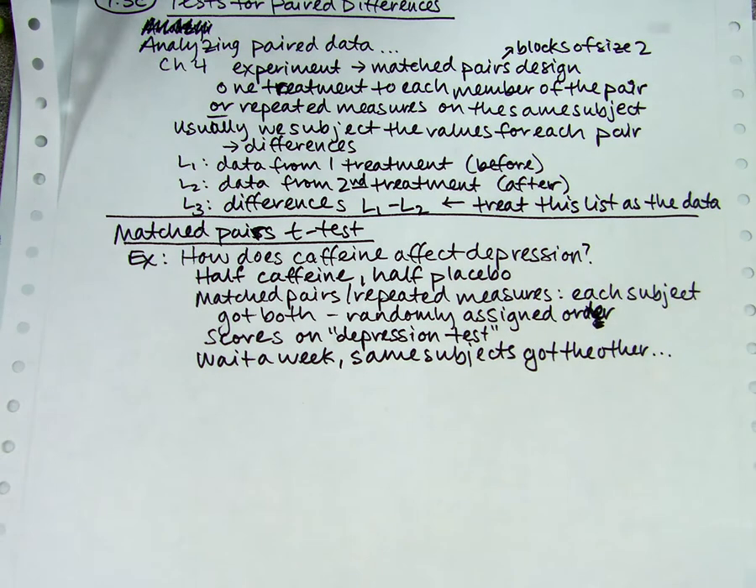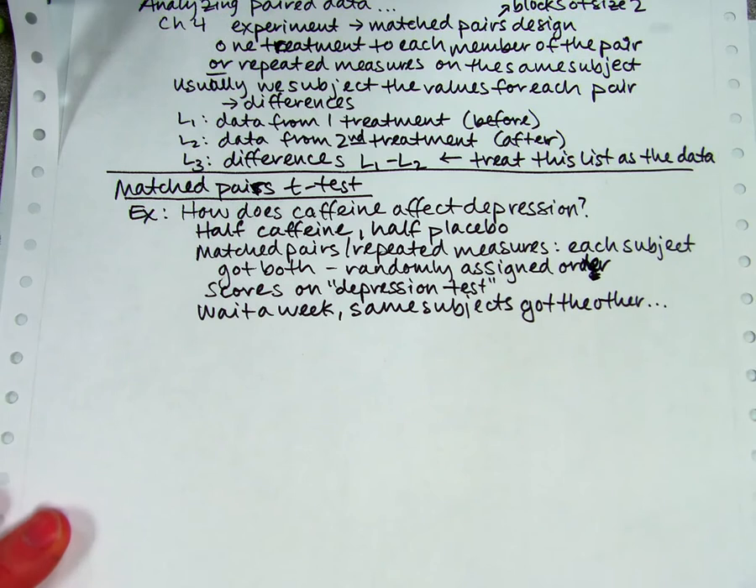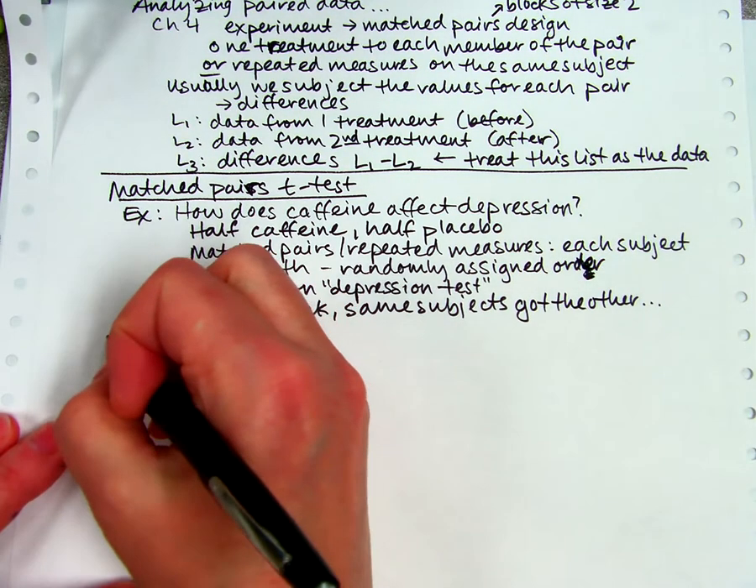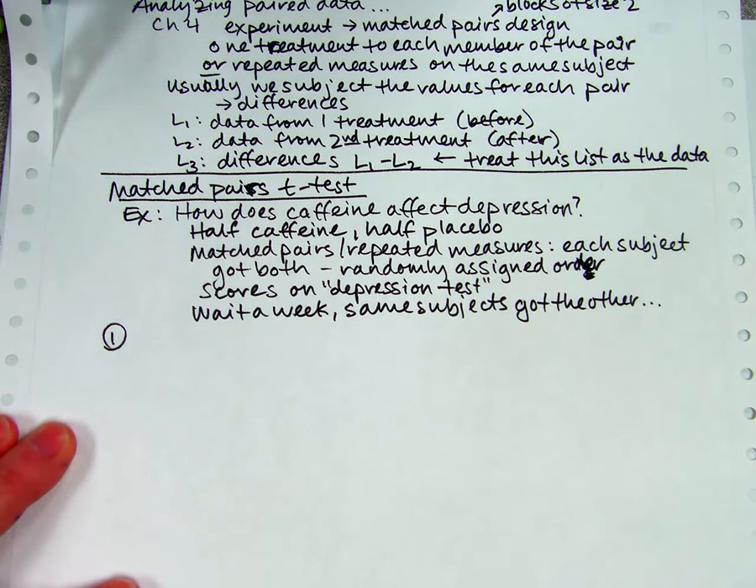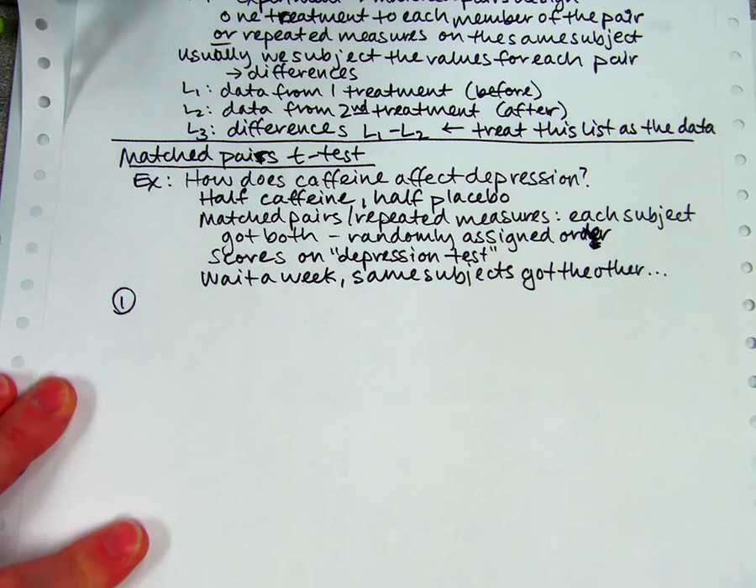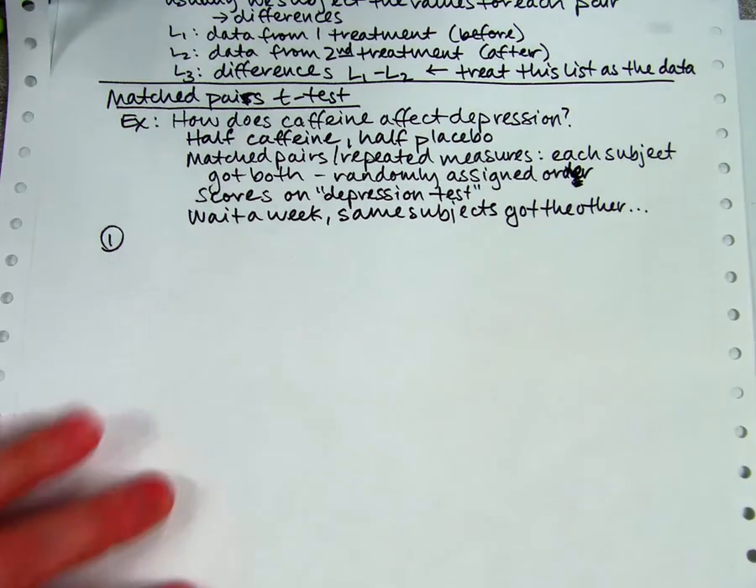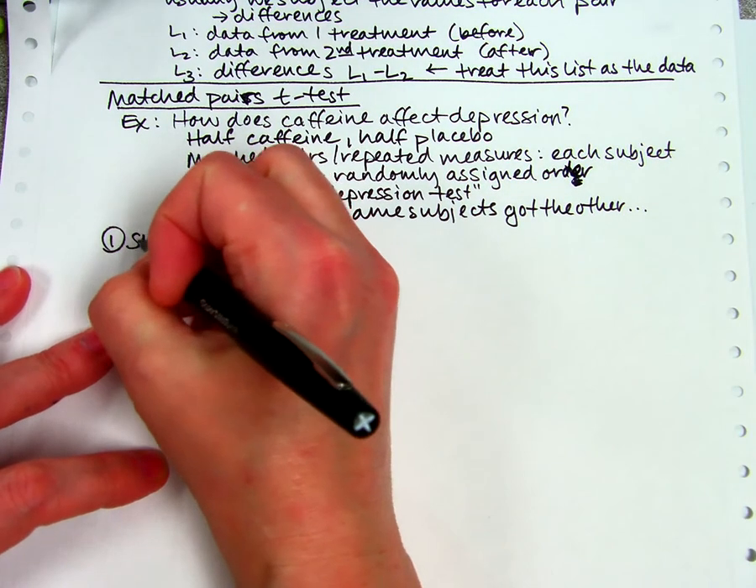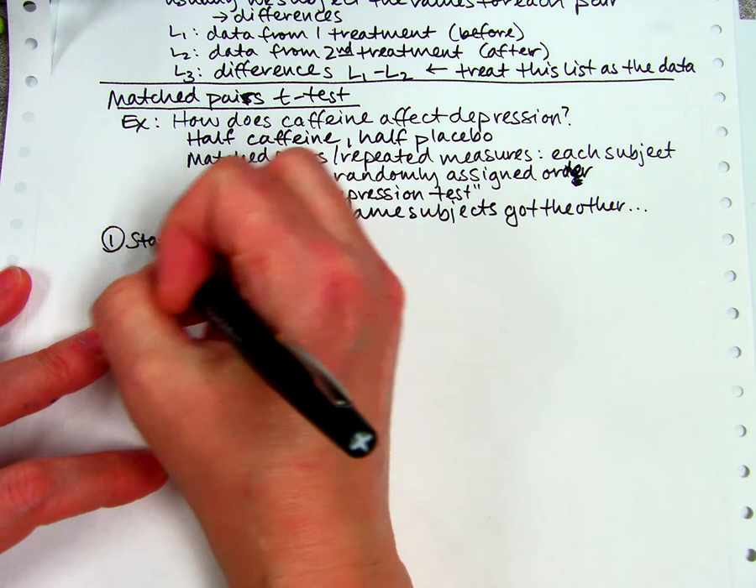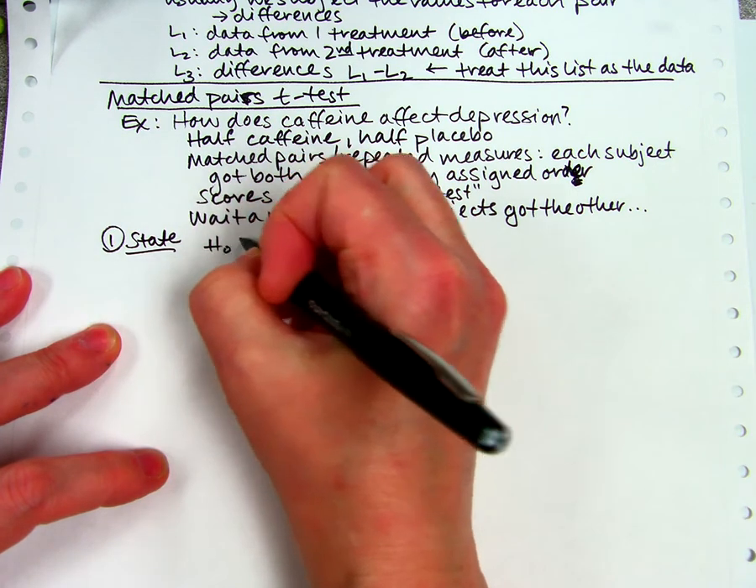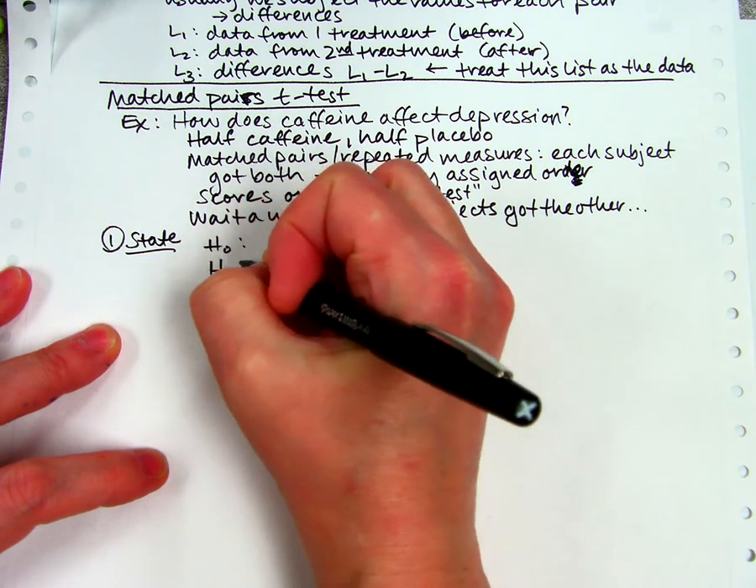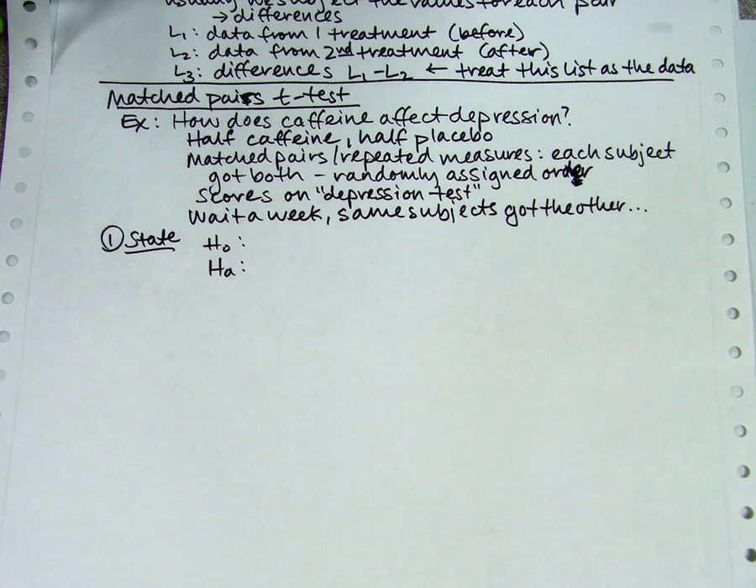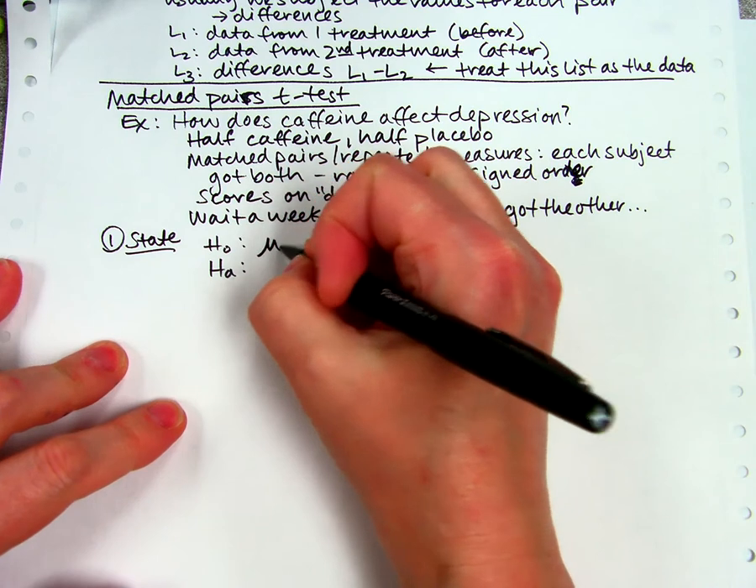All right, so that's a pretty standard setup for this. And so I'm going to walk through the 4 steps, and as I go, I'll show you the calculator tricks and all of that we need to know. So the state is still hypotheses, null hypothesis, and alternate hypothesis. The difference here is that our means are not the means of the original data, it's the means of the differences. So it's called mu d.